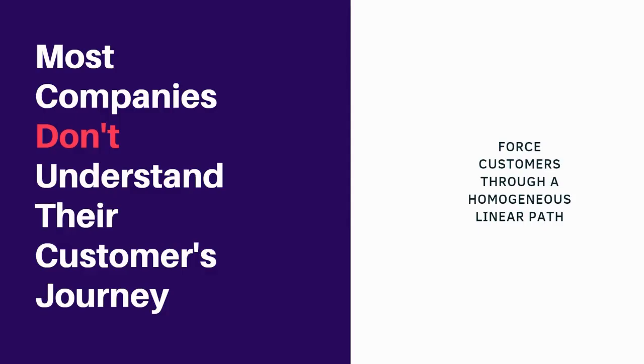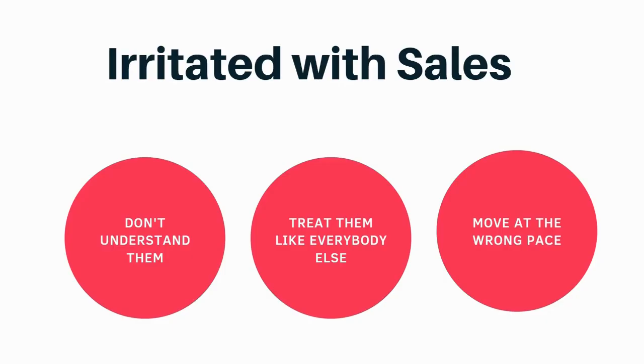The reality is that most companies don't understand the journey that their customers go through. They make tons of assumptions that don't align at all with reality. As a result, they force their customers through a homogeneous linear path. Customers really don't like this, and that's why so many lost leads end up going dark and ceasing communication. They become irritated with sales. Why? Because sales doesn't understand them. They treat the customer like everybody else, and they either pressure the customers to move too quickly or too slowly.